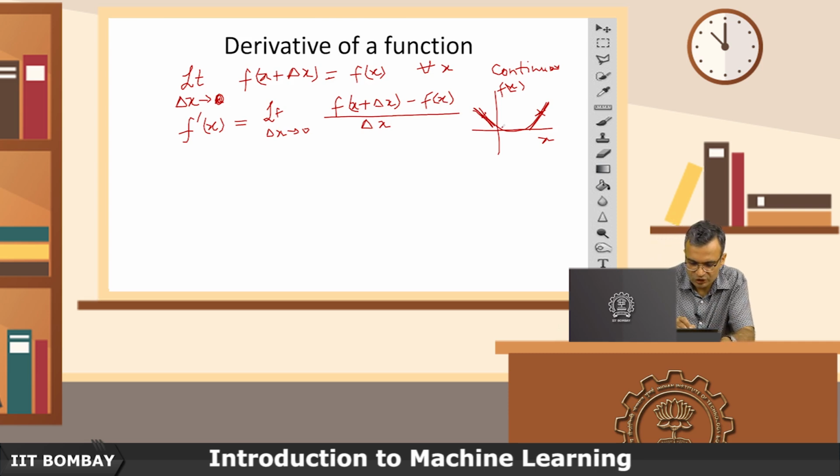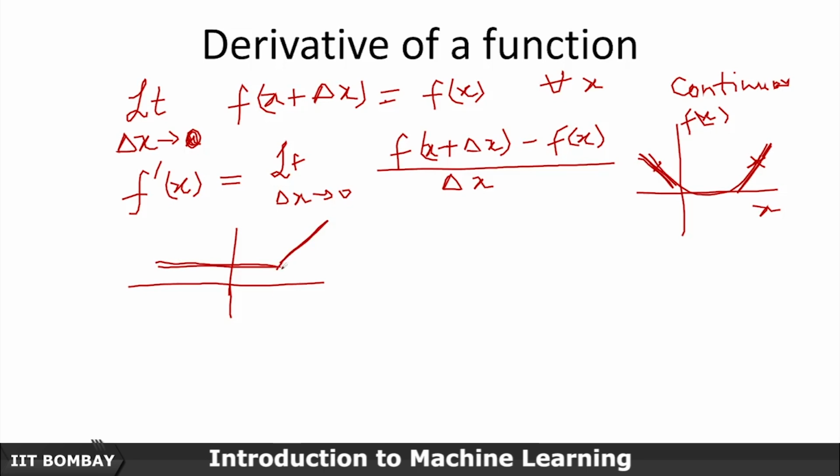Now, you can have functions that are continuous, but their derivative is not continuous. So, for example, if I take a function which is like this here and then suddenly it goes like this, you can see that the function is continuous, but at this point the derivative is not defined. On the left hand side the derivative is 0, on the right hand side of this point the derivative is 1, but at that point the derivative is not defined.